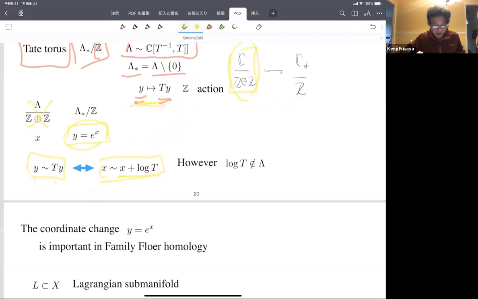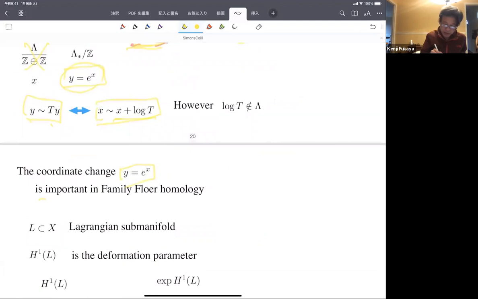And this coordinate change, y is equal to e to the power x, is actually important in studying family Floer homology. We observe it while doing this in the case of toric manifolds. And yeah, so why is this the case?